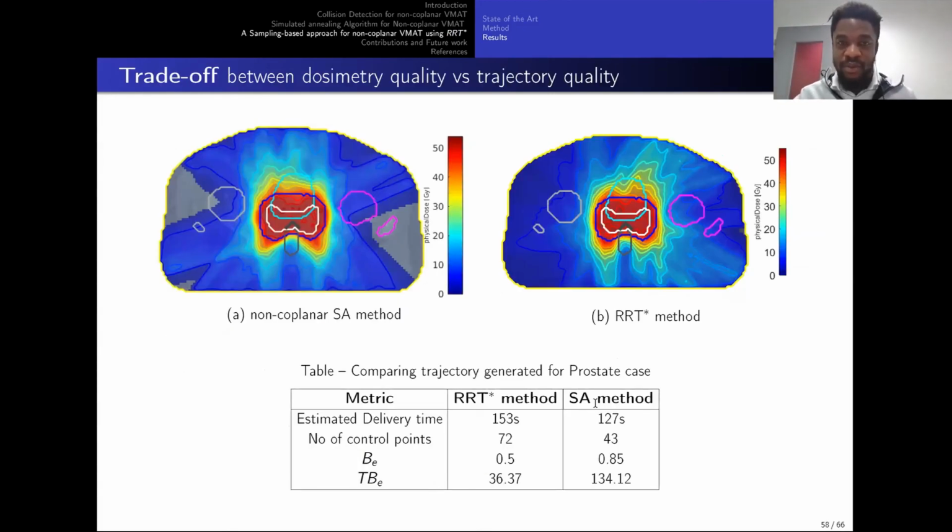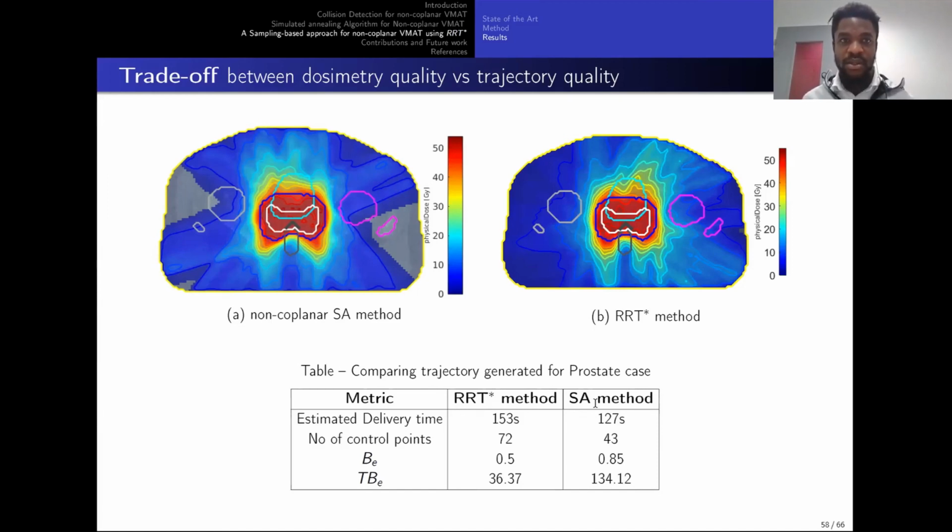So it brought us to the main question: what should be the trade-off? Is it between the quality of the dosimetry or the quality of the trajectory? In this case, this is the prostate case that we are comparing. We have the CT slices for the non-coplanar simulated method on the left-hand side and the RRT star method on the right-hand side. We see that the simulated method has better dosimetry quality, but the trajectory has a higher bending energy of 0.85. So it has several bends to be able to deliver it, and we are not sure if it's practically possible to deliver this trajectory.